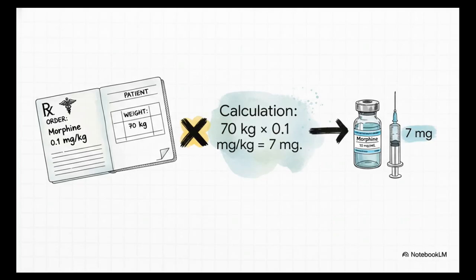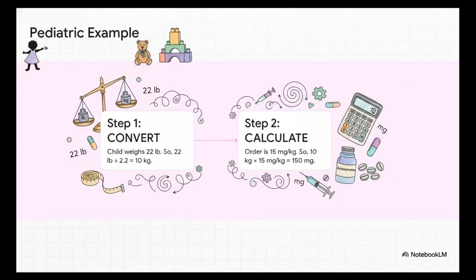Here's a perfect place to start. Doctor orders 0.1 milligrams per kilogram of morphine. And look, the patient's weight is already in kilograms, 70 kilograms. So, hey, no conversion needed here. Easy. We just apply the formula then. 70 kilograms times 0.1 per kilogram gives us a final dose of 7 milligrams of morphine. See? Super straightforward.